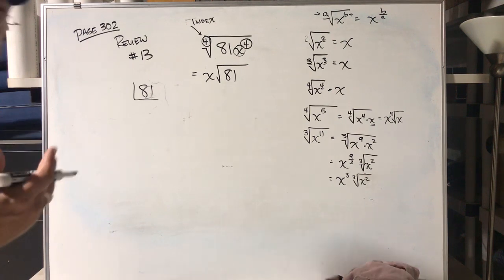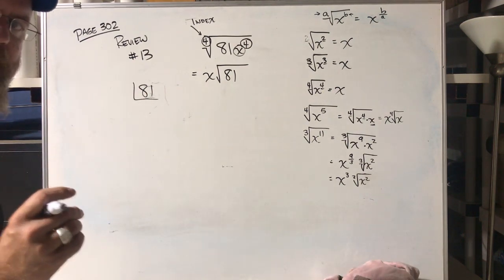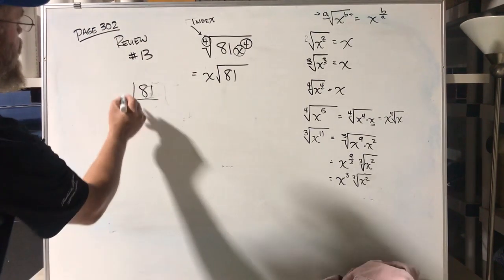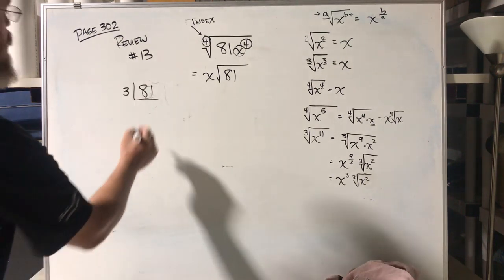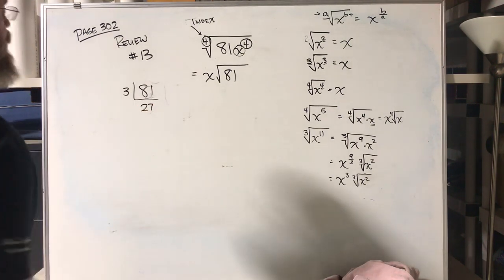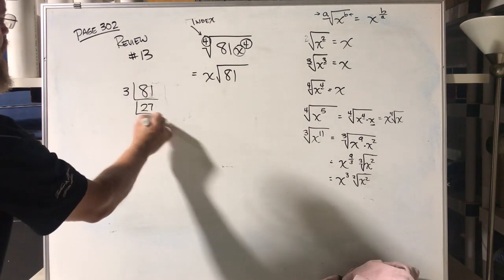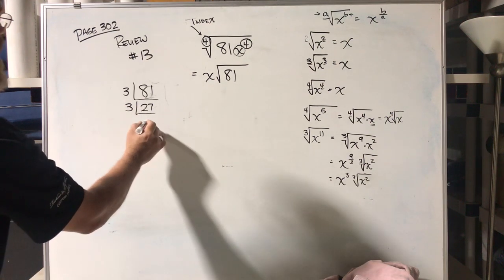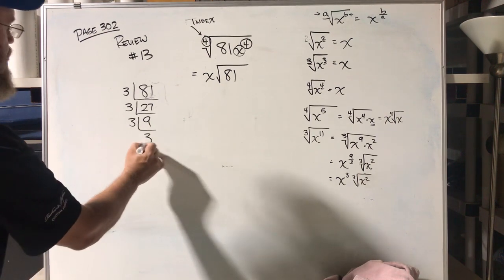Now, we always start with 2, but 2 doesn't go into 81 evenly. All right? So we go to the next prime number, which is 3. So 3 into 81 goes 27 times. All right? 3 times 27 is 81. Then we prime factor 27. Well, 3 goes into that also, 9 times. 3 goes into 9 3 times.